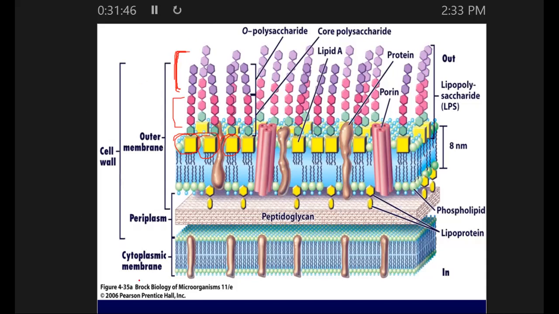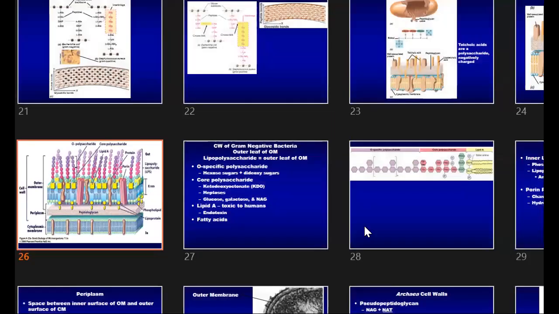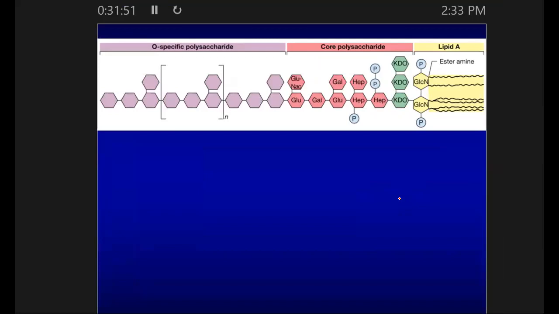So let me go back. Oh, here they've color coded it again. So the purple is the O region, and then the pink is the core region. And then you have the lipid A with the fatty acids dangling off of it.